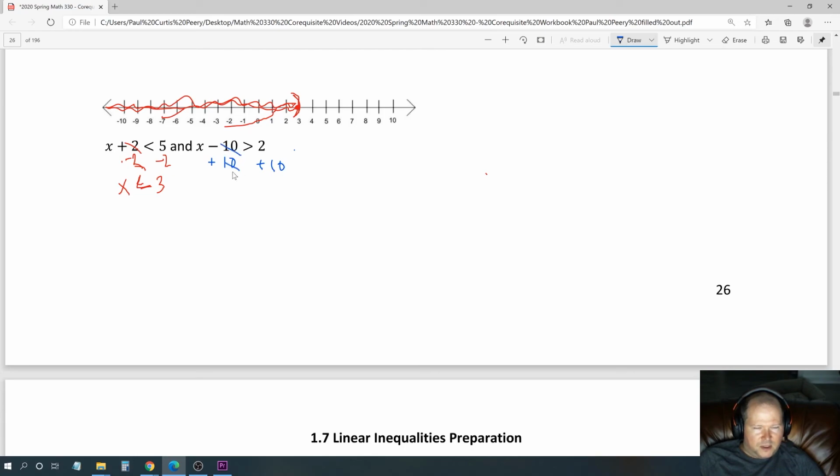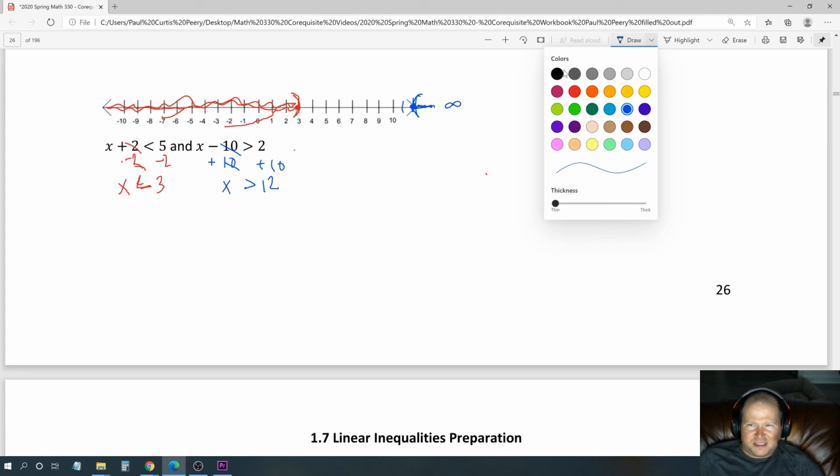So we have x minus 10. We undo the subtraction of 10 by adding 10. Whatever we do to one side, we do to the other. We end up with x is greater than 12, and 12 is over here somewhere. Now x is greater than 12, so we know it's going to open up towards the right, and because it's an inequality we'll be shading this in. And that goes off to positive infinity.